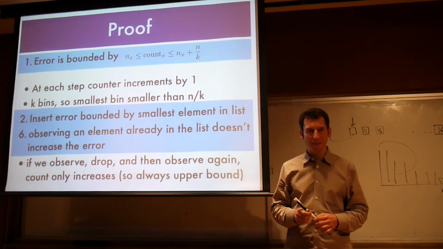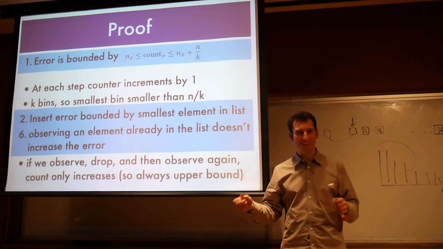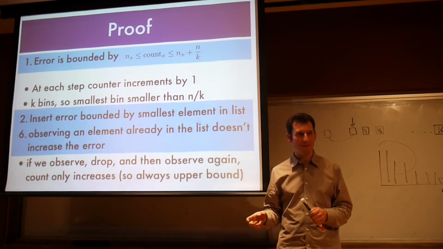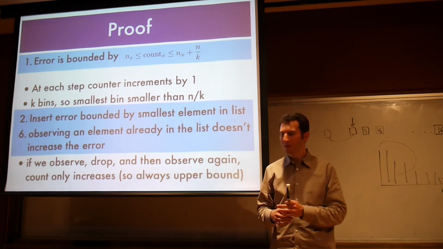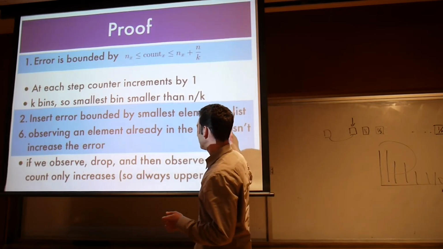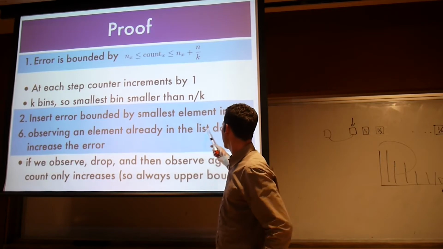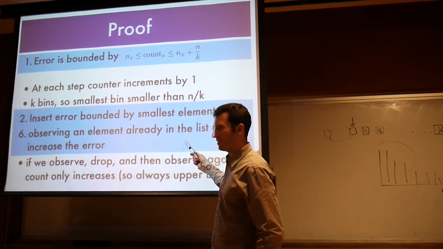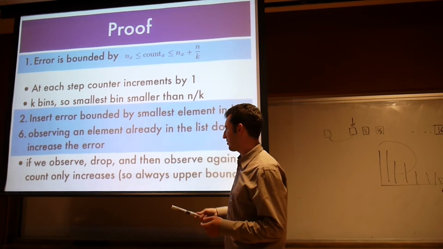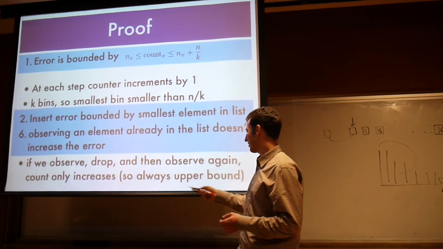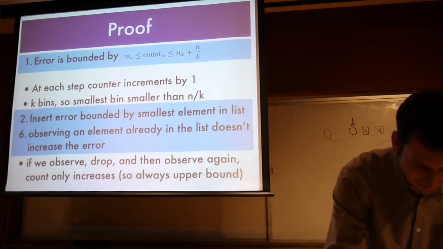Okay. Now, by the reason that I just told you, it's actually the smallest element in that list that really drives everything, because that's basically the error that, worst case, you're going to make. So that's claim number 2. Claim number 6: observing an element that's already in the list doesn't increase the error. Well, that's exactly what we already had before, because that counter just goes up, nothing changes, and so this is done. So we've proven claims 1, 2, and 6.